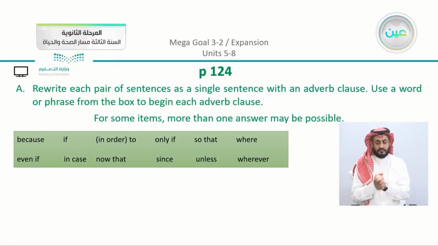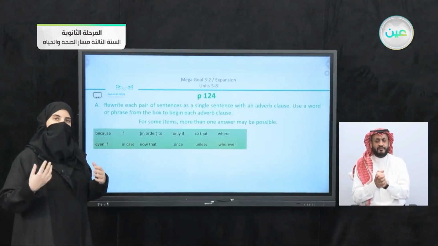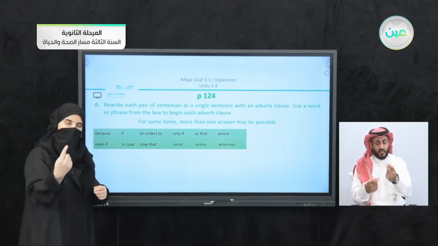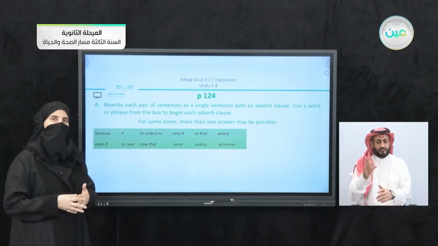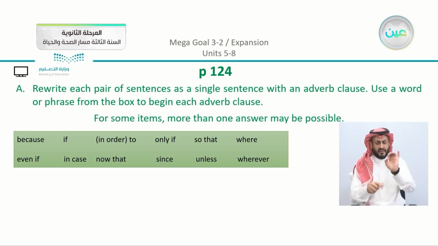Now, you have on page 124, in our page, the first exercise, A. Rewrite each pair of sentences as a single sentence with an adverb clause. So do you remember what we studied before about adverb clauses? We understand now that we have here 2 sentences. We are going to rewrite them into one single sentence using the adverb clause. Use a word or phrase from the box to begin each adverb clause. Now, for some items, more than one answer may be possible.